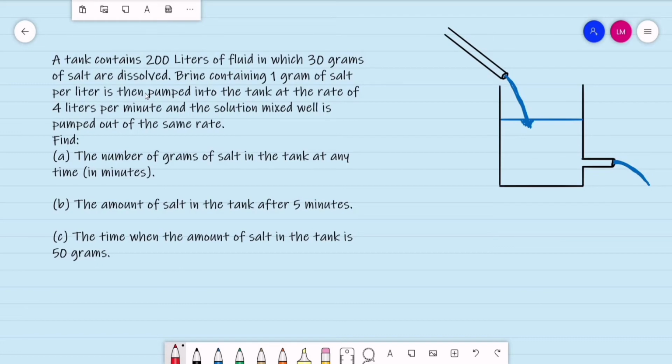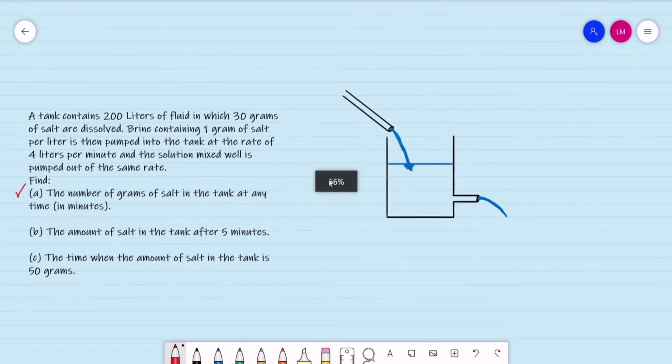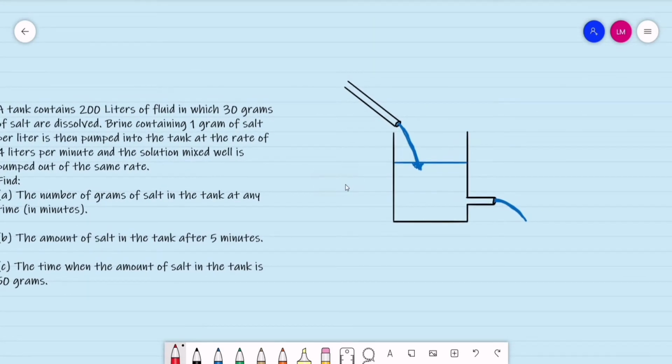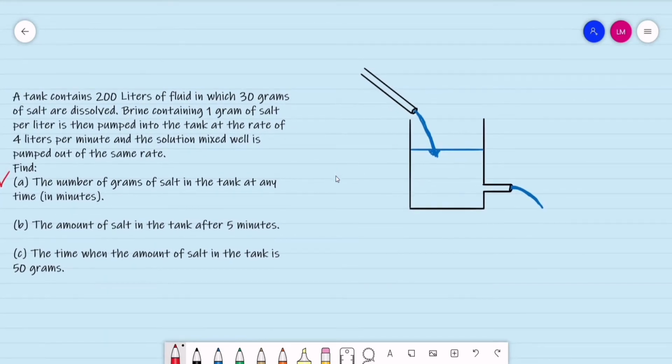So basically we are looking for the expression to determine the amount of salt, in terms of grams, in the tank at any time t. So let's first have the given. What is our initial volume? The initial volume of the solution, that is V sub 0, we have as 200 liters. And let's say Q, that is the amount of salt, is equal to 300 grams.